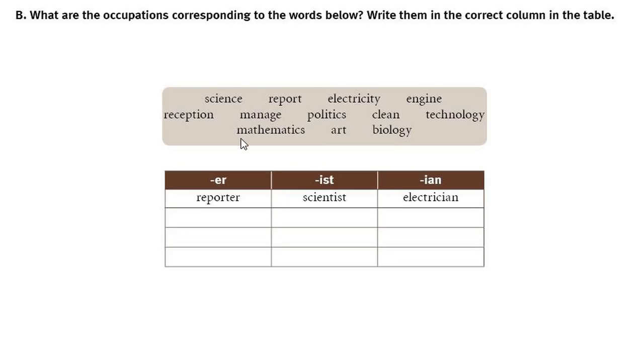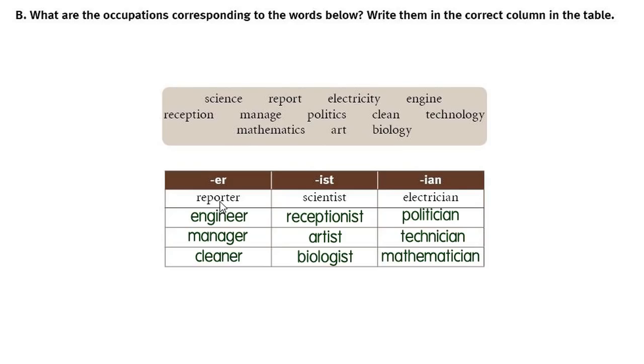Answers are: reporter مراسل, engineer مهندس, manager مدير أعمال, cleaner منظف, scientist عالم, receptionist مدير استقبال, artist فنان, biologist خبير في البيولوجيا, electrician فني كهرباء, politician فني سياسة. technician تقني. mathematician وهو عالم رياضيات.